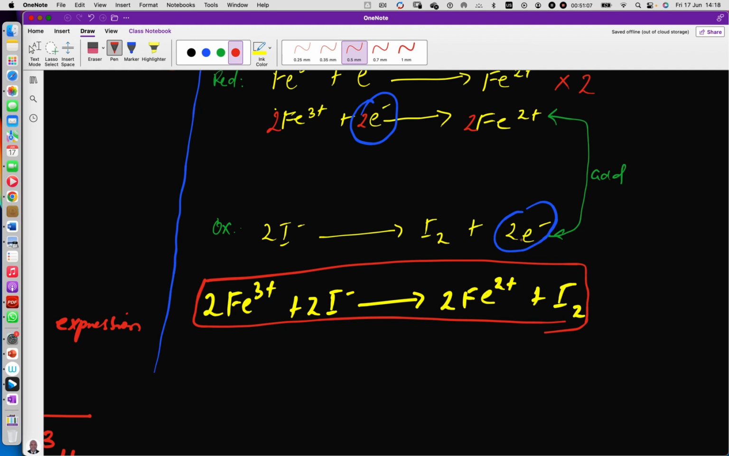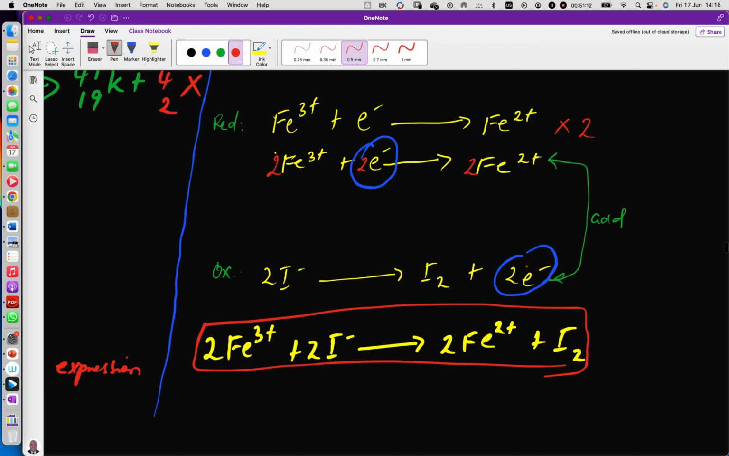So there are 2 electrons of iodine here. We have to balance them. In order to cancel them here, there are 2 electrons here. So what do we do? We need to multiply these other electrons up here by 2. So we need to multiply the reduction here by 2. If we multiply by 2, we will have 2 Fe3+, 2 electrons, 2 Fe2+.